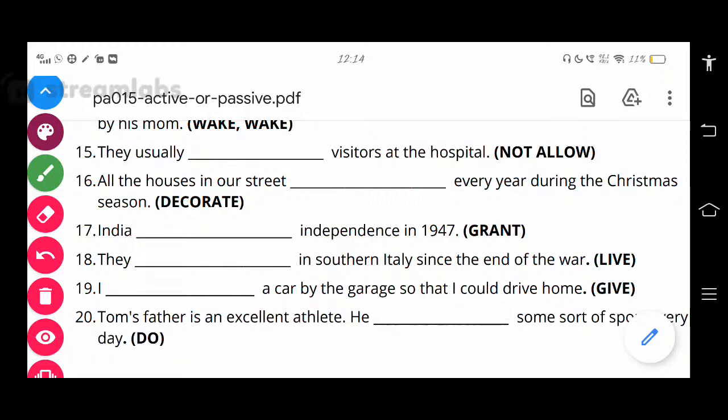Since the end of the world. See, the dash in southern Italy since the end of the war.